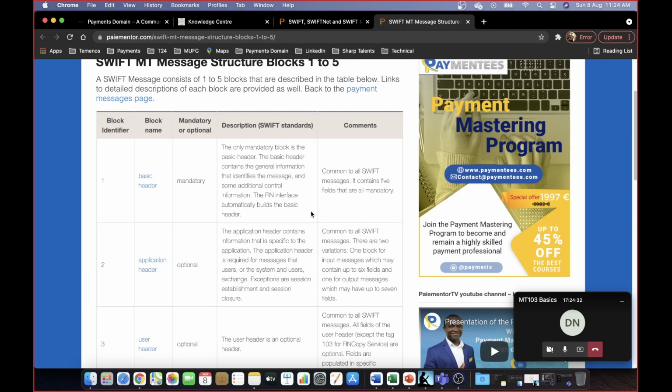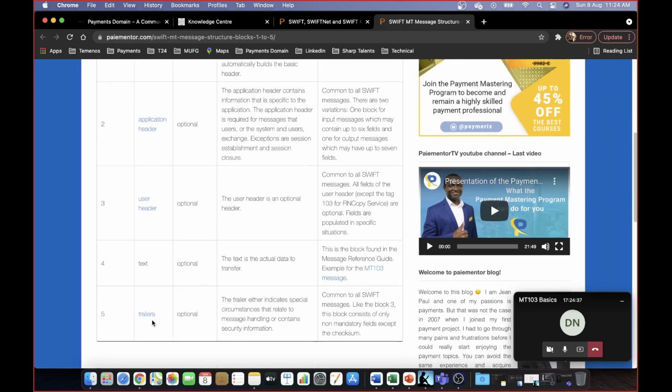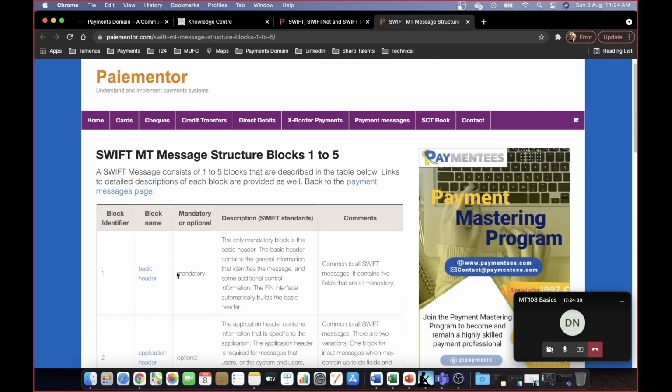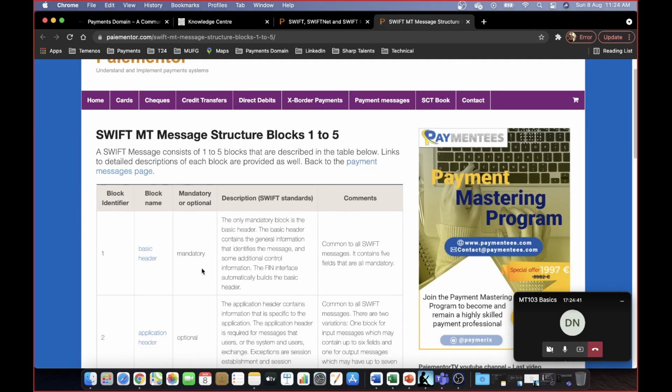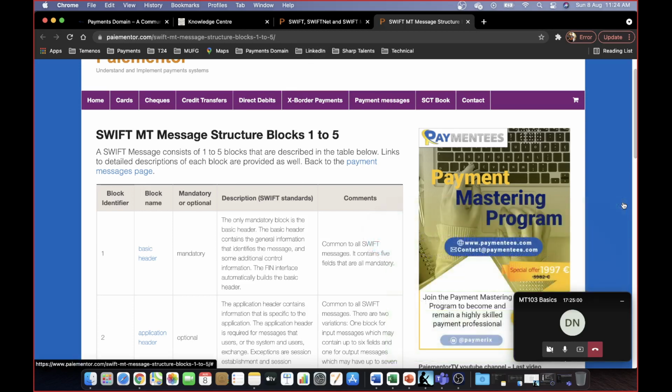So the 5 blocks of the message are basic header block, application header block, user header block, text, and a trailer block. So the basic header block contains a bunch of data. I mean, we are not going to delve into each of these blocks, because each block contains a lot of data, and a lot of the data means a lot of things in different contexts actually. So it will be very time consuming. If we have time, we can actually go ahead with that.